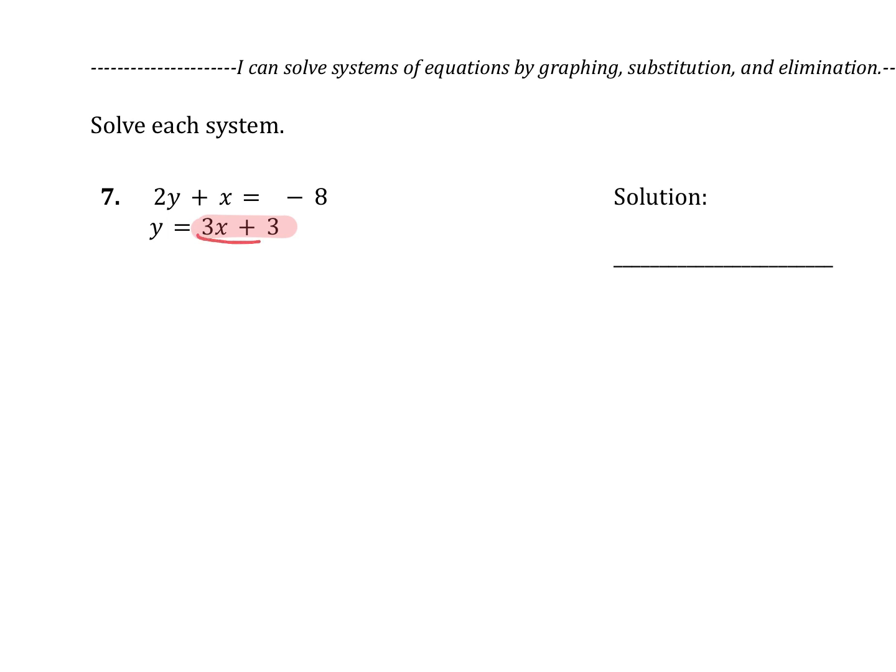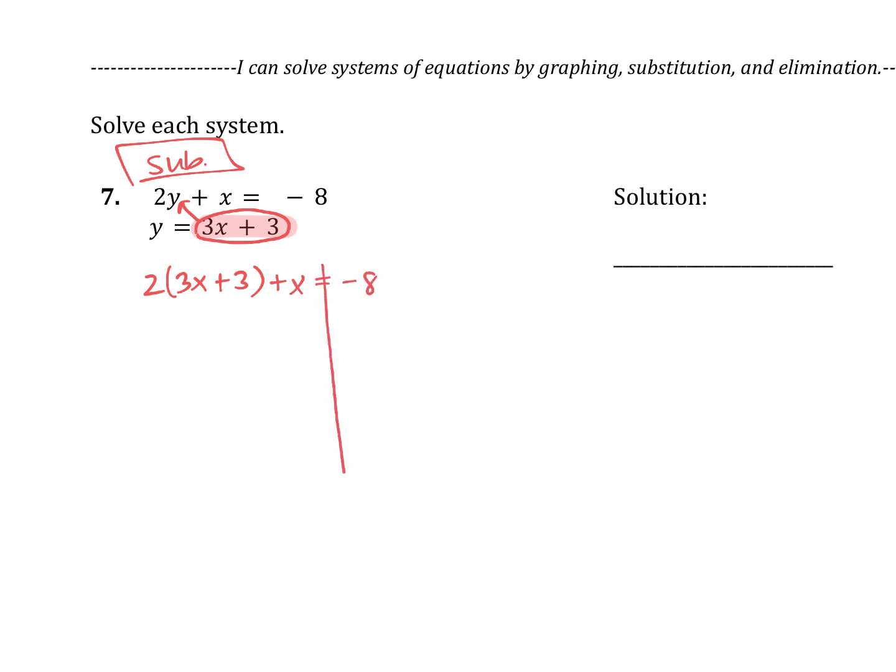So what I would do is I would take this 3x plus 3 and I would plug it in for y there. So we're going to use substitution here. That would be the easiest method to do for this problem. So I'm going to have 2 times, in parentheses, 3x plus 3. And then I have to write the rest of the equation, plus x equals negative 8.